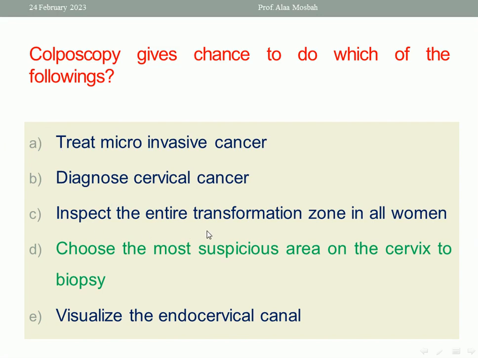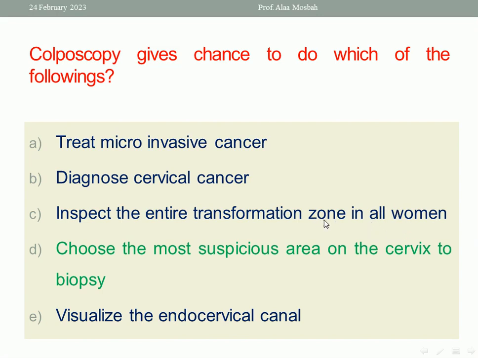Inspect the entire transformation zone in all women. You may say this is the right answer also. But here, inspecting the entire transformation zone in all women is not accessible because the transformation zone has 3 types: type 1, type 2, and type 3. Type 3 is where the upper limit in the endocervical canal cannot be visualized. So in some women, you can't see the whole transformation zone. And even in postmenopausal ladies, the squamocolumnar junction is inside the cervical canal, and maybe you can't see even the squamocolumnar junction or transformation zone in some postmenopausal women. So you can't guarantee it in all women.